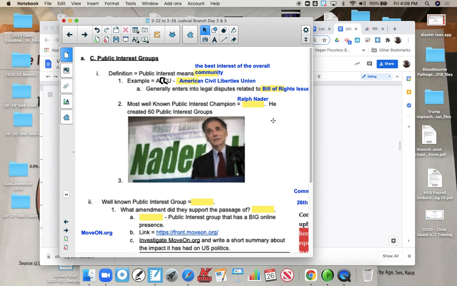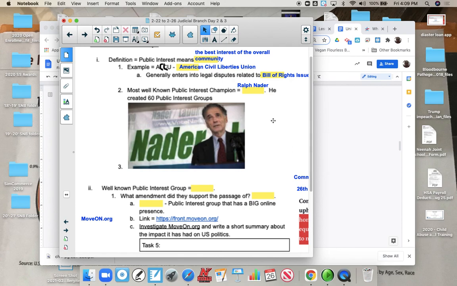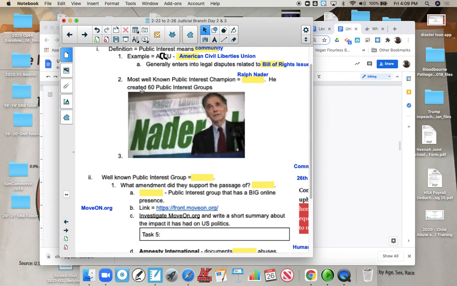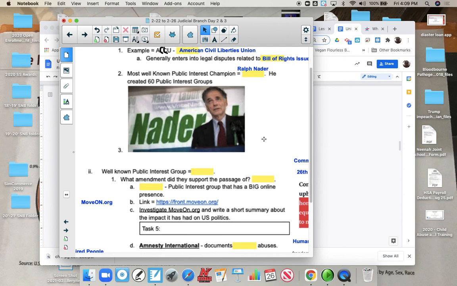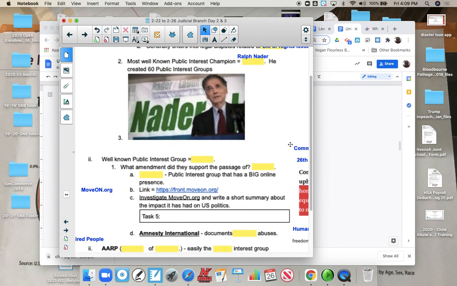The most well-known public interest champion is Ralph Nader. He ran in the 2000 election. You weren't alive back then, but your parents would probably have heard of Ralph Nader before. He's said to have created 60 public interest groups. That's quite a few.